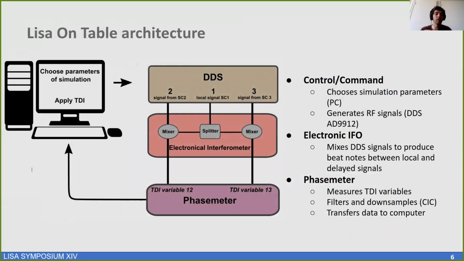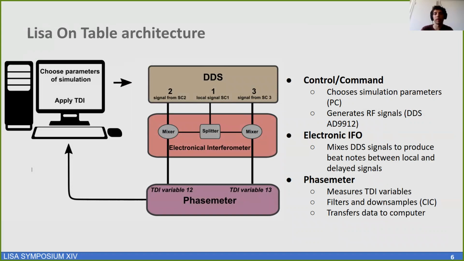So to produce realistic LISA data, we have different simulators, which are software simulators. But at APC, we also have the LISA on table, which is an instrumental electronic simulator of LISA, for a simplified constellation.